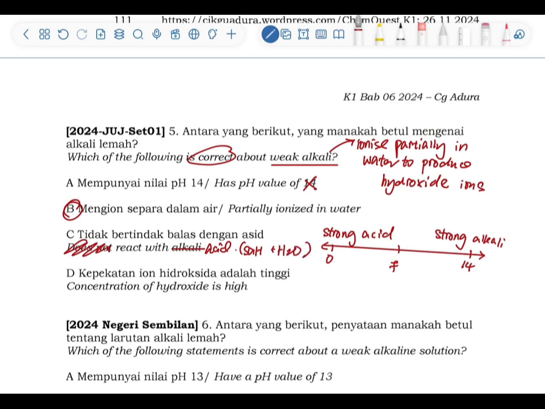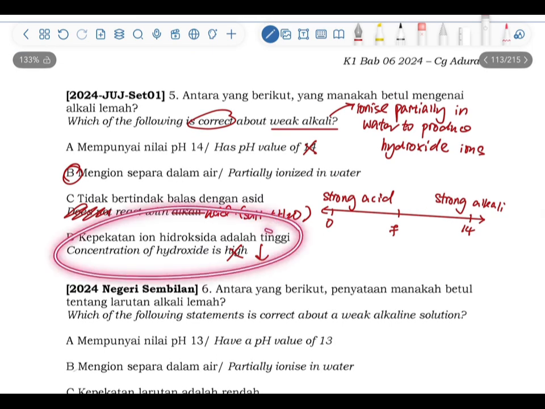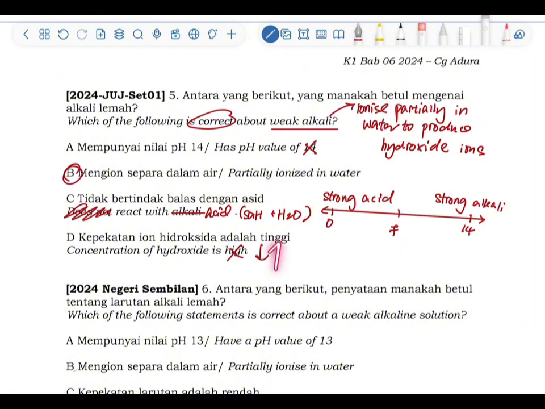And the concentration of the hydroxide is high? No, this is low, because it only dissolves in water a little bit, which is ionized partially. So the concentration of the hydroxide ion that is produced will be lower. If we want the concentration of the hydroxide ion to be high, it should be a strong alkali.